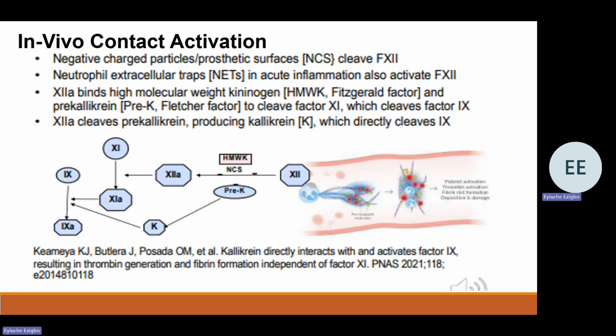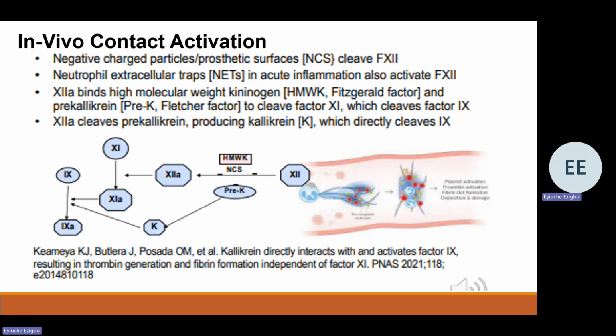They can activate this contact pathway in vivo. The contact pathway can be activated in vivo by neutrophil extracellular traps, or nets. Stabilized by high molecular weight kininogen, activated factor 12 cleaves and activates factor 11, and coagulation proceeds as we have previously described, activating factor 9 with its cofactor factor 8, which activates factor 10 and down the line.